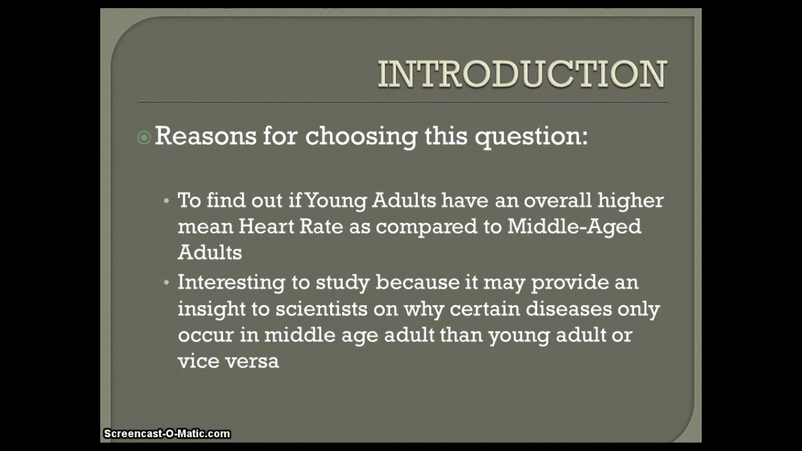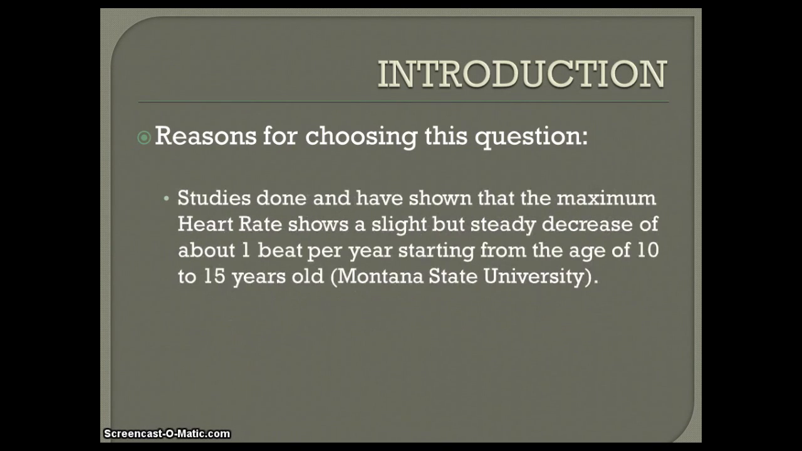We selected a higher mean heart rate as a form of comparison because we are only interested if young adults do actually have a higher heart rate than middle-aged adults. Studies were done and they showed that the maximum heart rate has a slight but steady decrease of about 1 beat per year starting from the age of 10 to 15 years old. Therefore, individuals who are younger should have a much higher heart rate than those who are older, which is why we chose our research question.